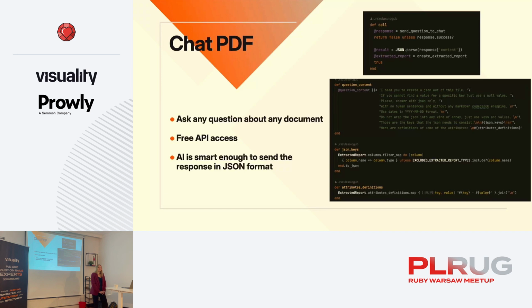And in most cases, when I was looking for a correct prompt, it was responding with actual JSON. But then all of a sudden, it decided that, nope, not just JSON. We are going to wrap that into an array or code block or whatever. And it's difficult to parse a JSON if it's wrapped in something and you don't know what that is. So that was important. I also specified what kind of dates I want. Then, do not wrap the JSON into any kind of array, just use keys and values, and those are the keys the JSON needs to consist of.